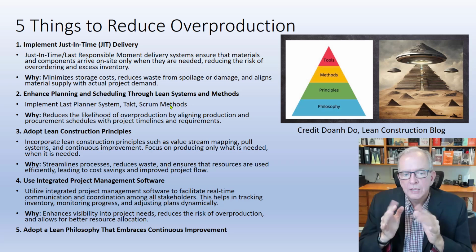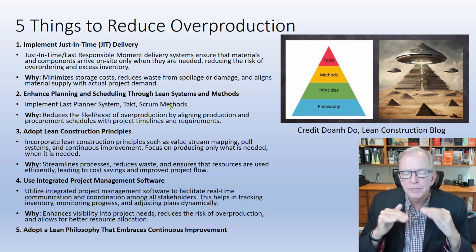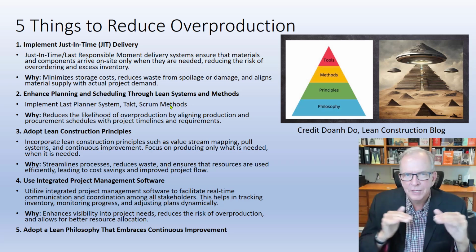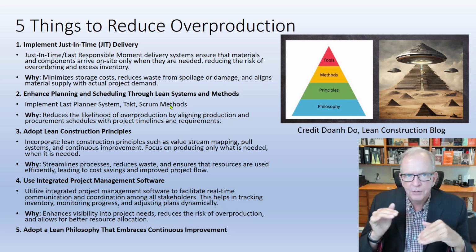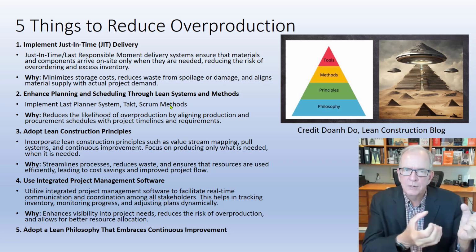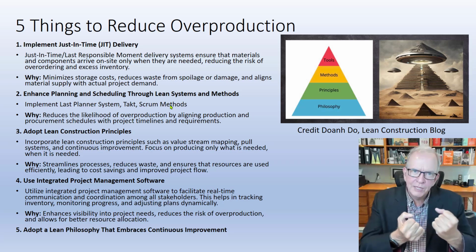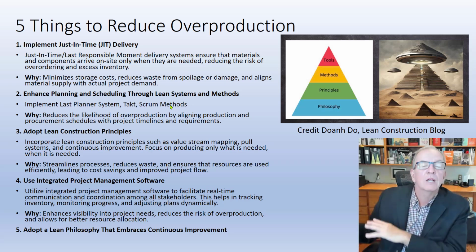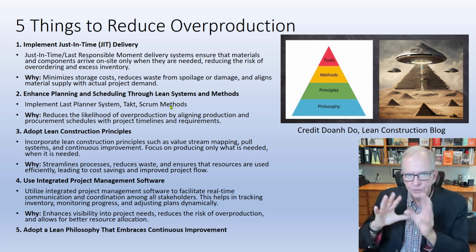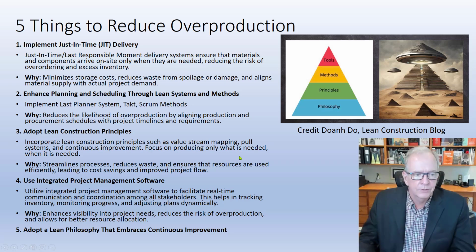Why? It reduces the likelihood of overproduction by aligning production and procurement, because that's what we're trying to do. We're trying to develop pull systems where we're pulling things when we're ready for them. We're not pushing them because we've got something produced. There's a significant difference.